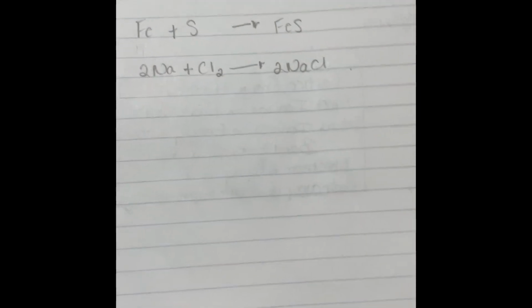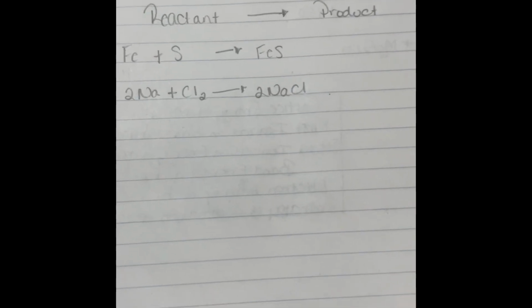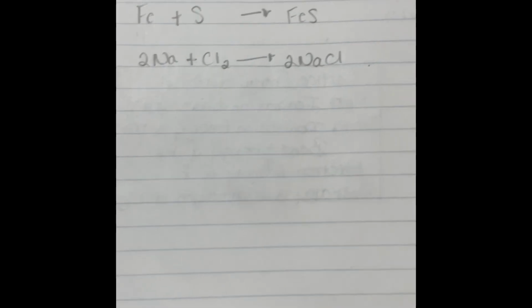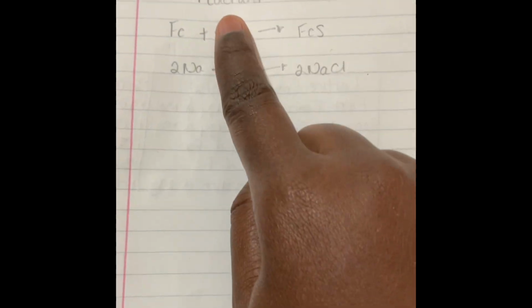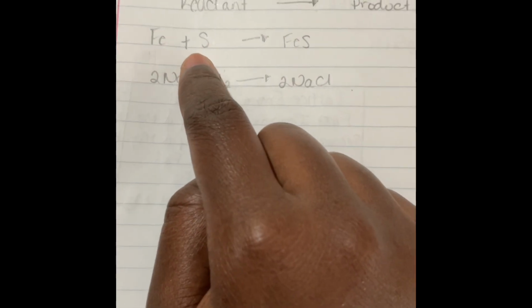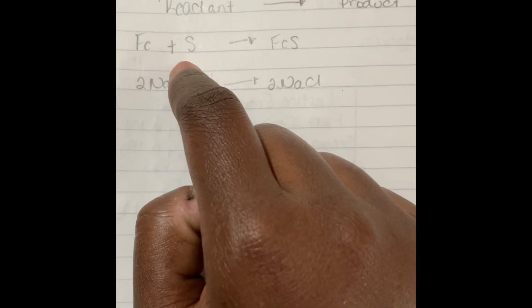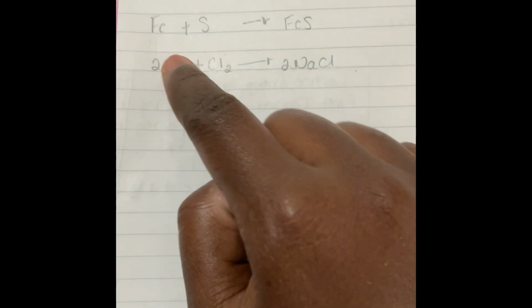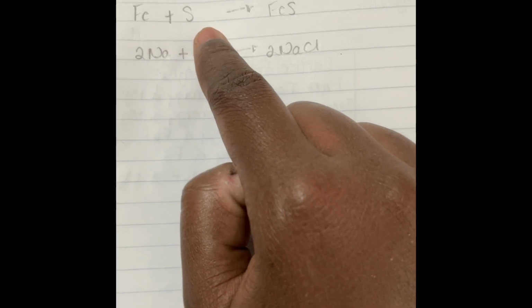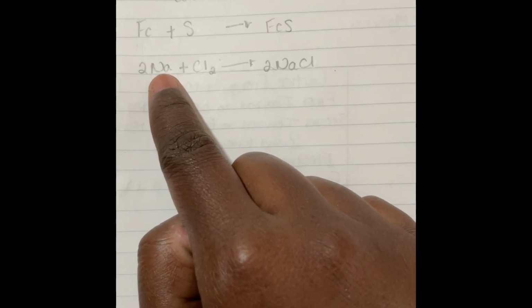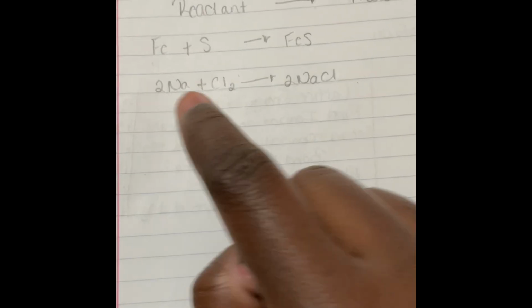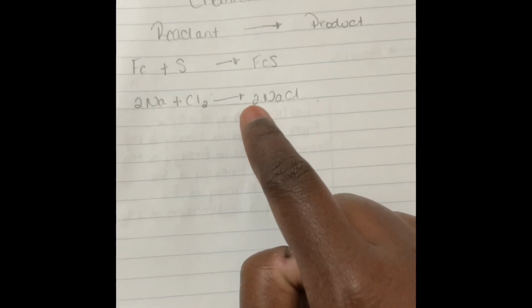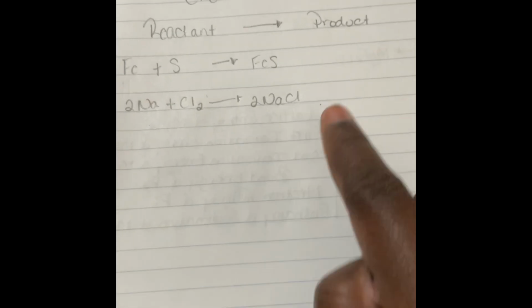Now I will be talking about chemical reactions. A chemical reaction is when 2 or more reactants come together to form a product, as in Fe and S, so that would be iron plus sulfur come together to make FeS, and 2 Na, sodium, and chlorine come together to make 2 NaCl.